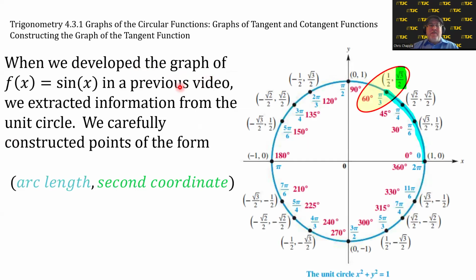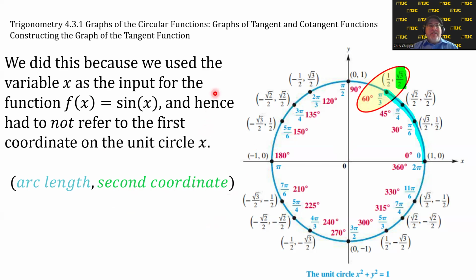When we developed the graph of f of x equals sine of x in a previous video, we extracted information from the unit circle. We carefully constructed points of the form arc length, comma, second coordinate. That's because the arc length was the input of the function, so the x needed to represent the arc length, and the output was the sine of the function, which on the unit circle is the value of the second coordinate at a point on the unit circle. We did this because we used the variable x as the input for the function, and hence had to not refer to the first coordinate on the unit circle as x.